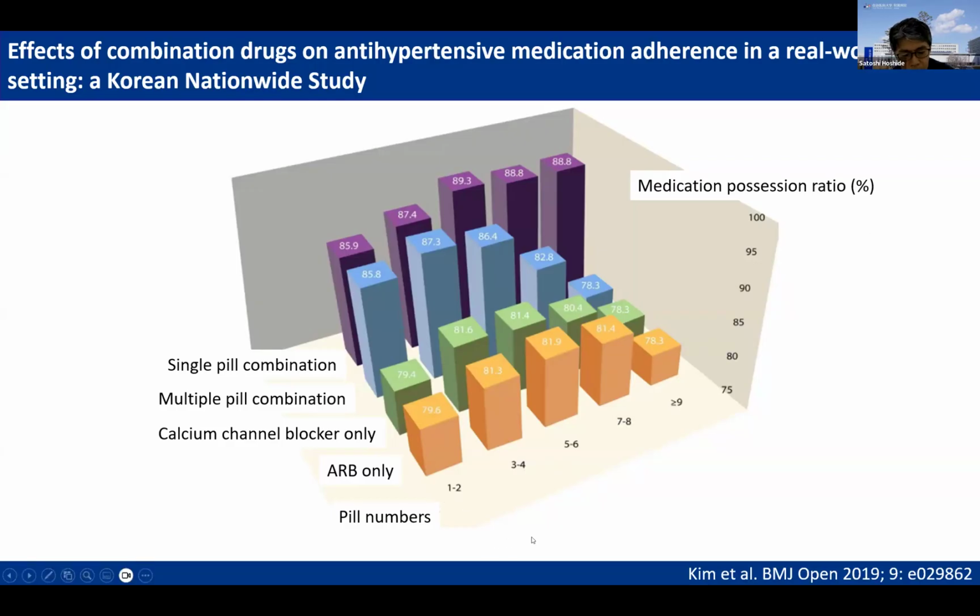On the horizontal axis, we see the number of pills, and the color of each bar represents the type of antihypertensive regimen. As shown here, the adherence was consistently highest in the group receiving single pill combination therapy, regardless of how many total pills the patient was taking. This suggests that simplifying the regimen, even if multiple medications are still required, can significantly improve adherence.